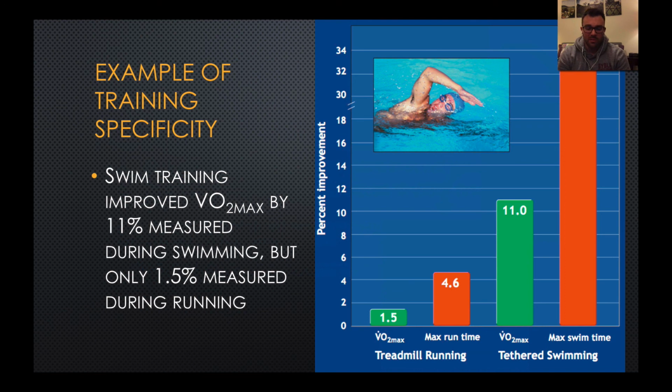Now you took these people that have been training on a treadmill and put them back in the pool. Let's see what their VO2 max is. VO2 max only went up 1.5%. Max run time went up 4.6%. So you see that if you take a swimmer and try to improve their VO2 max via running, or try to improve it via swimming, there's significant specificity to the sport being performed.